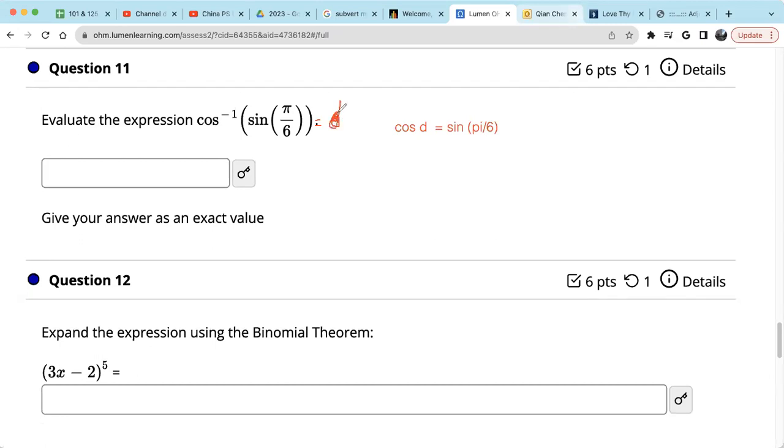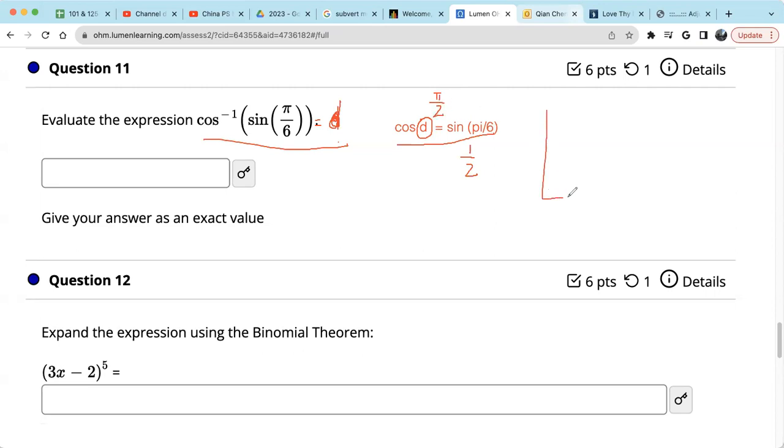So arc cosine is an angle D. So we can rewrite this as cosine D equals sine pi over 6. Sine pi over 6, we know is sine 30, which has a beautiful value, which is a half. Cosine and sine are cofunctions when the angles differ by pi over 2, or when the angles add up to be pi over 2.